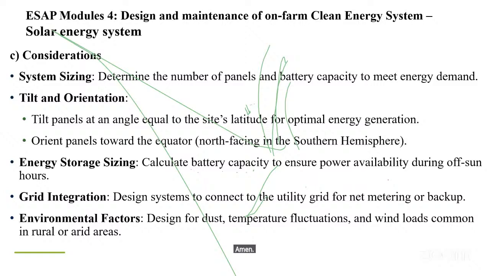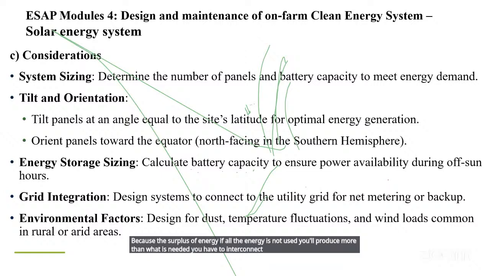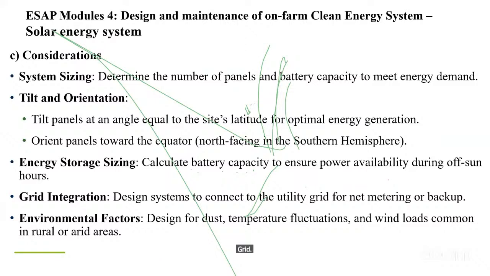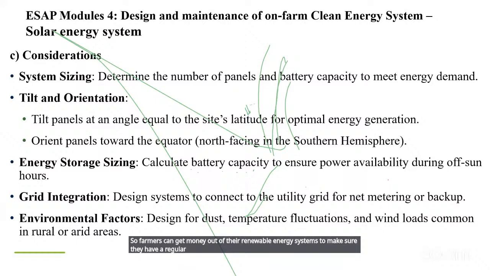As we are saying, at the end of the day, we have to see the grid integration. If all the energy is not used and you have produced more than what is needed, you have to interconnect to sell the additional energy to the grid. So you design the system to connect to the utility grid for making some money. Don't forget that this course is about powering the economics of farmers. So farmers can get money out of their renewable energy systems, to make sure they have regular maintenance.